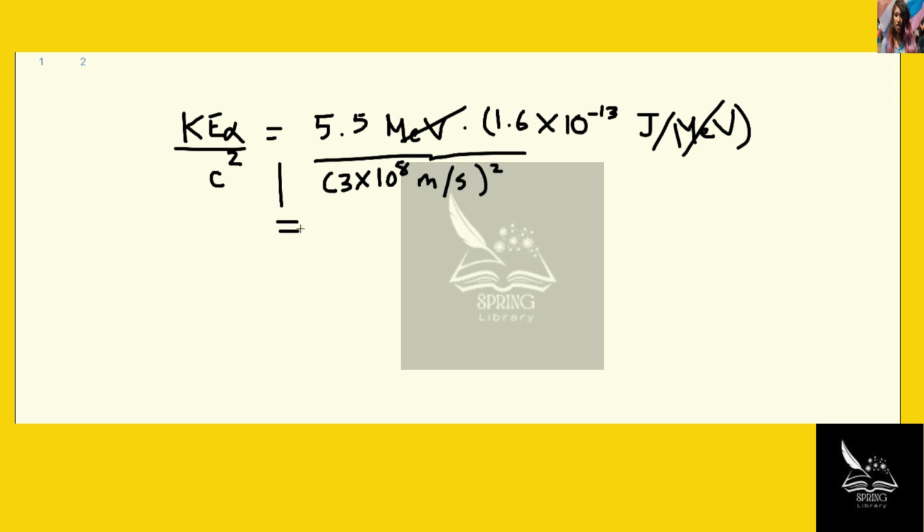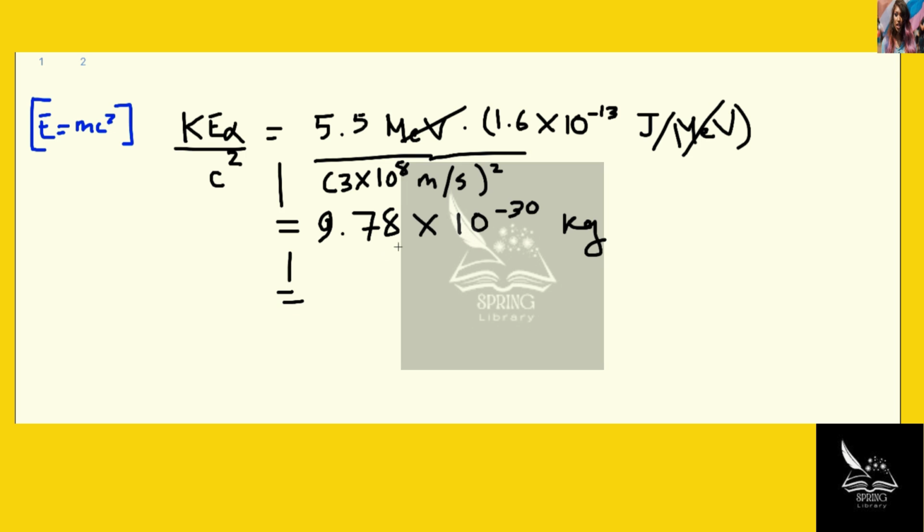So what you end up with here is something very close to 9.78 times 10 to the negative 30 kilograms, because this is essentially a mass. When you divide energy by c squared, you get a mass, because remember that E equals mc squared. So this is essentially a mass. So mass from that kinetic energy is this.